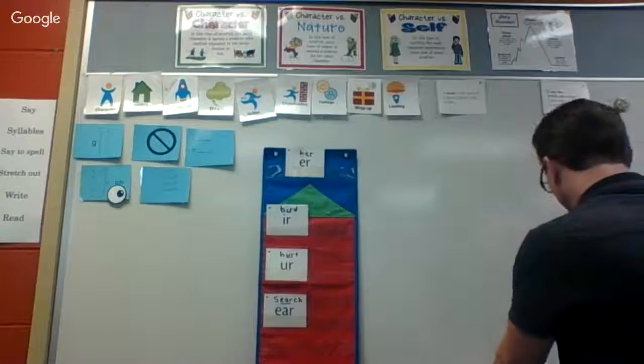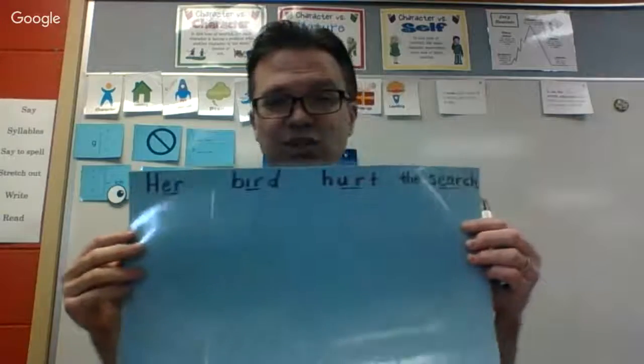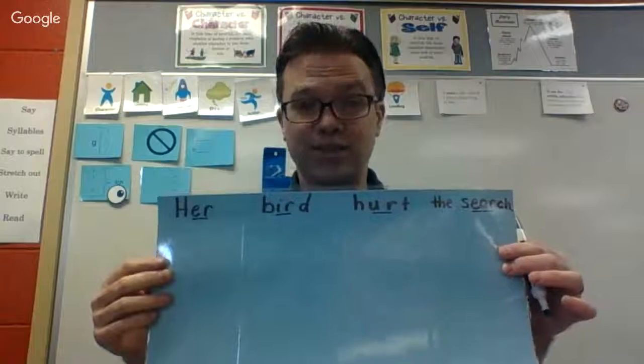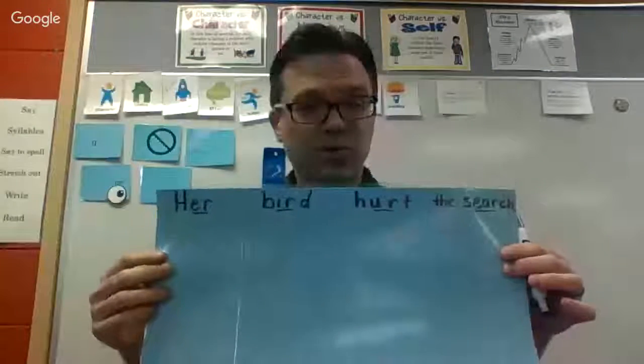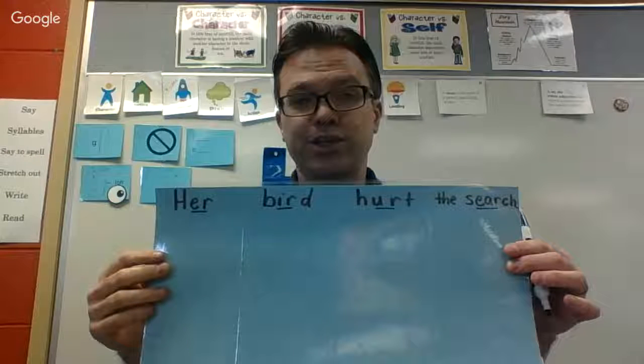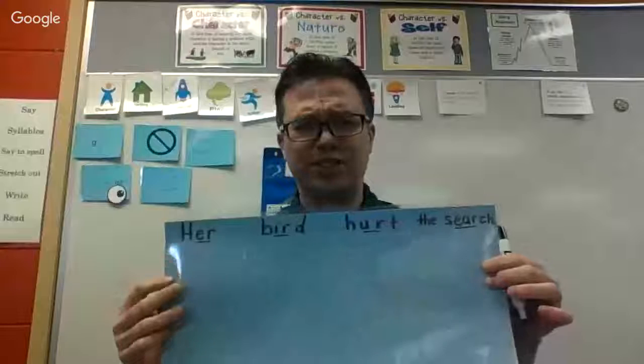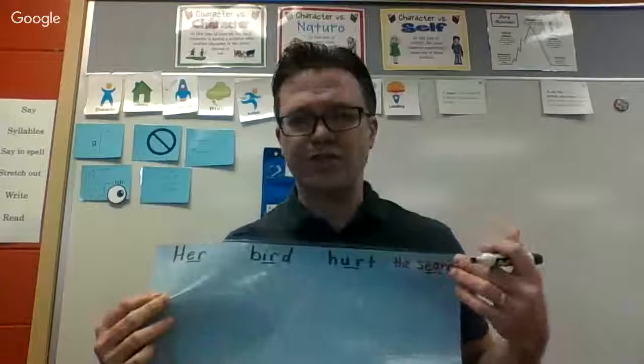Now, some people think it's very helpful to have some sort of a phrase to help you remember. So here's a phrase that the people at Logic of English came up with that might help you remember. It says, her bird hurt the search. Now, what does that even mean? Well, it's a little bit hard to explain, but if you think about a search, you're looking for something, right?